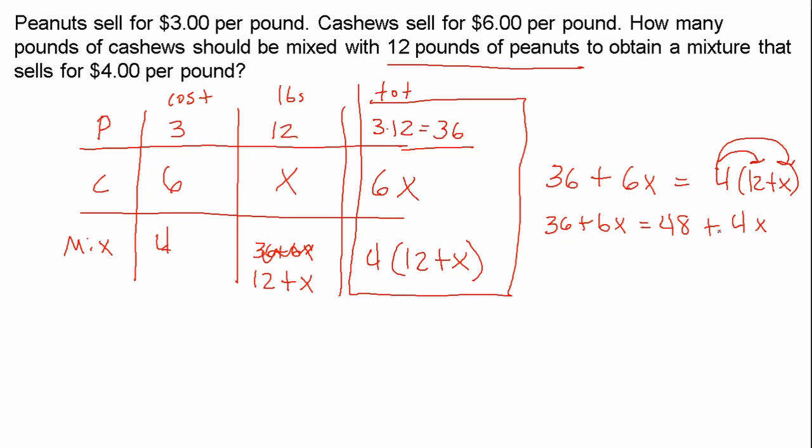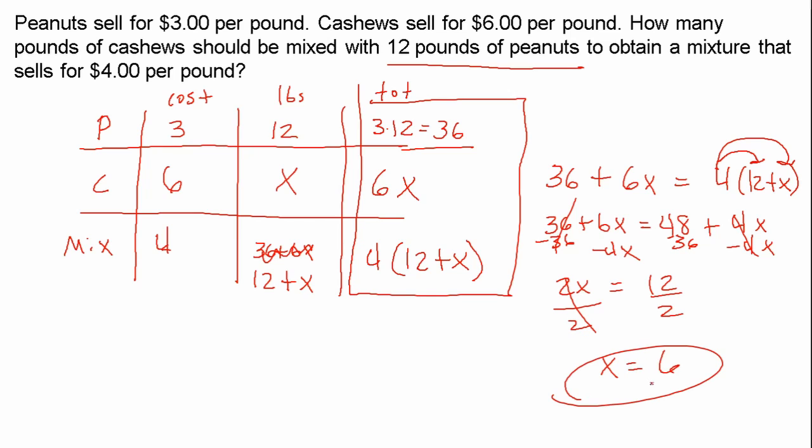So I'm going to subtract this 4x from both sides. 4x minus 4x is nothing. 6x minus x is 2x. Then I'm going to subtract 36 from both sides. This crosses out. 48 minus 36 is going to be 12. Again, we're solving for x, so we're going to divide both sides by 2. This leaves us with x equals 12 divided by 2, which is 6.